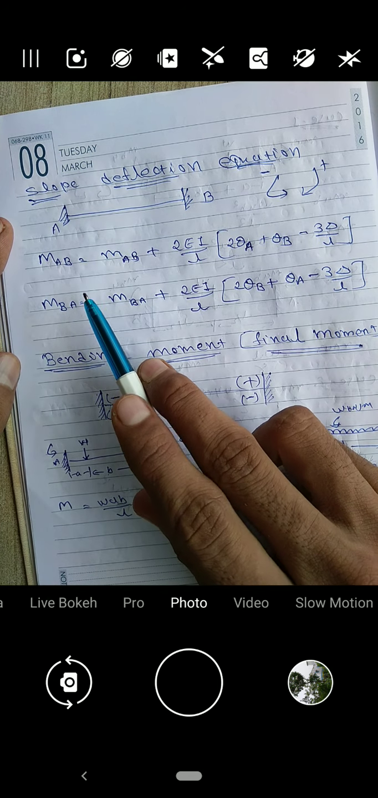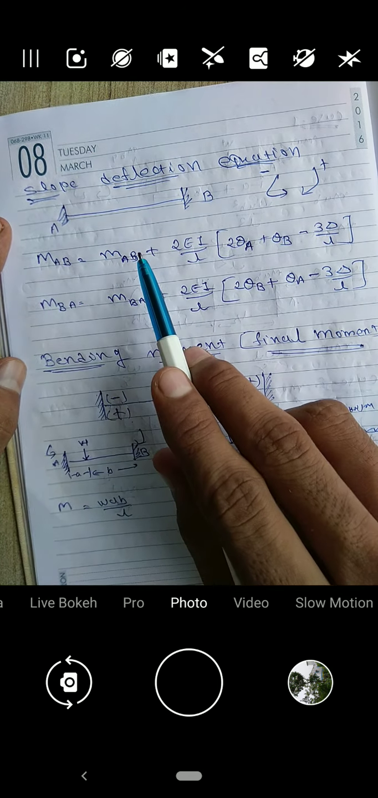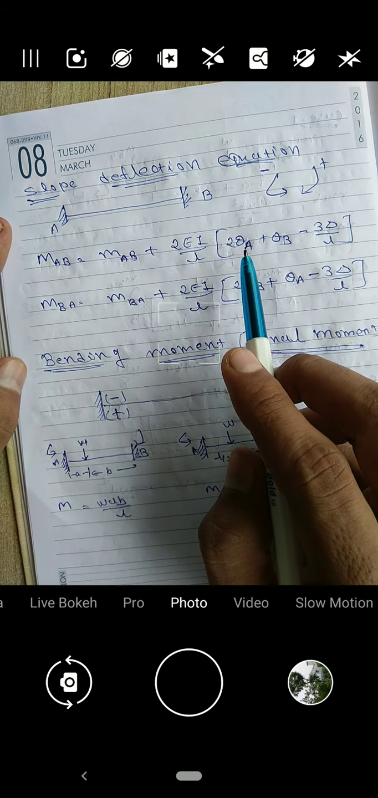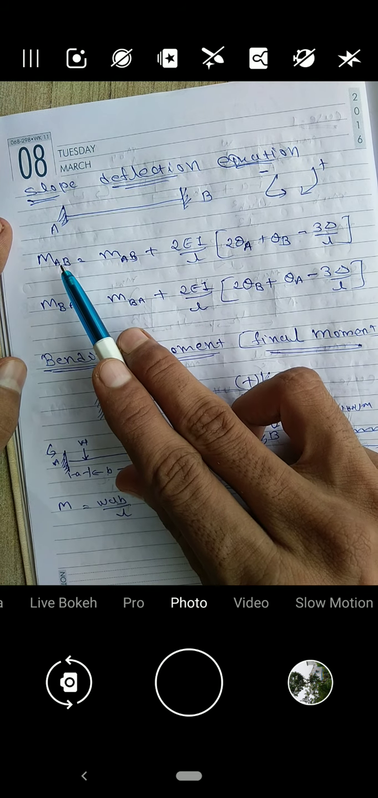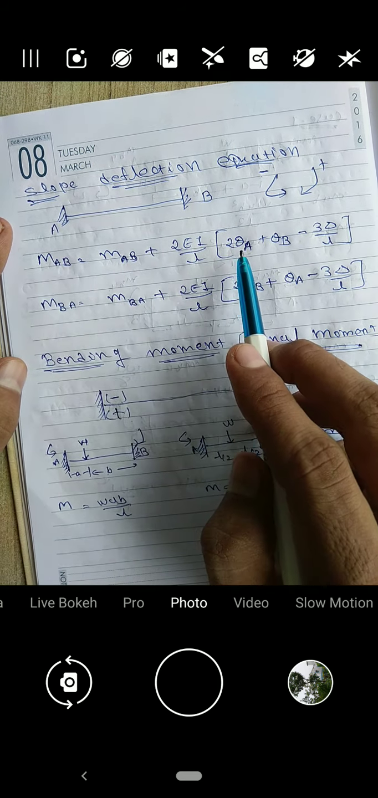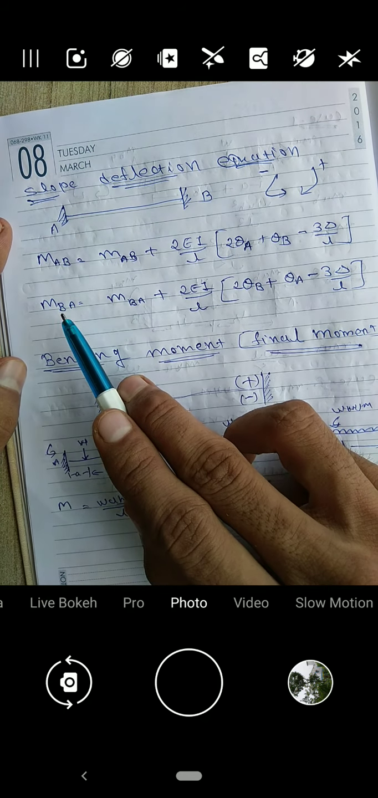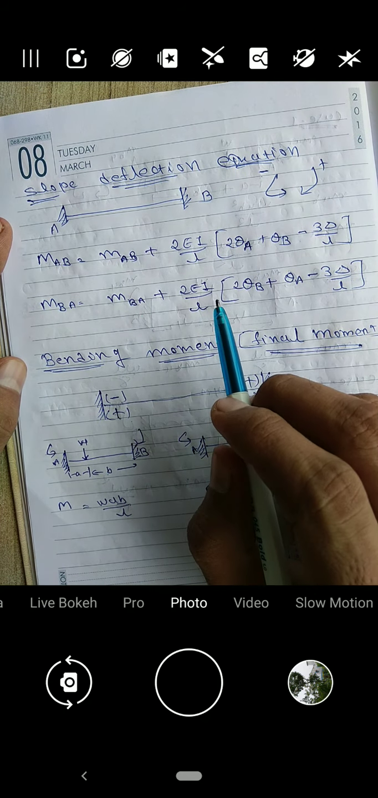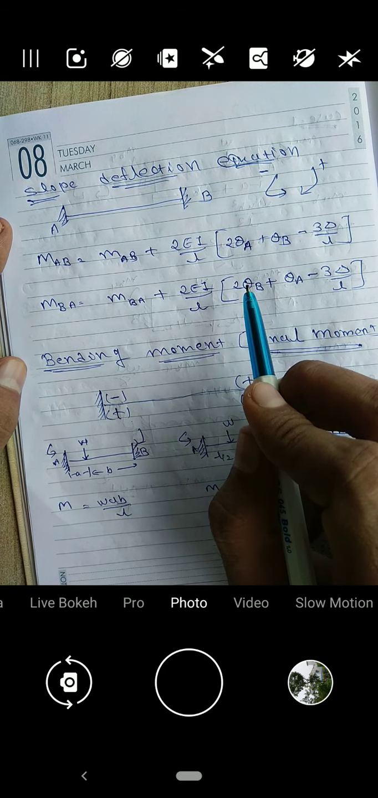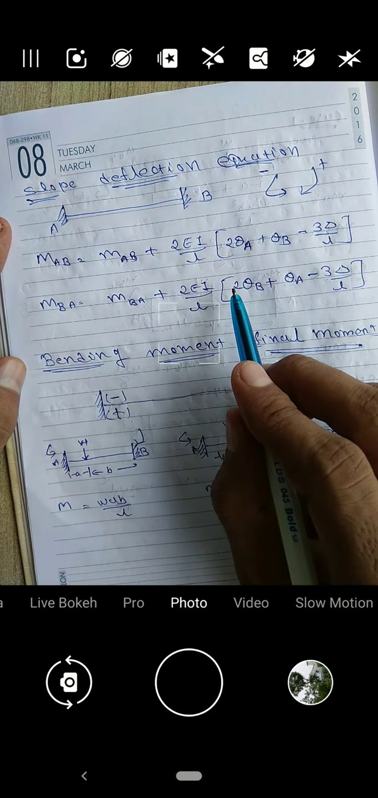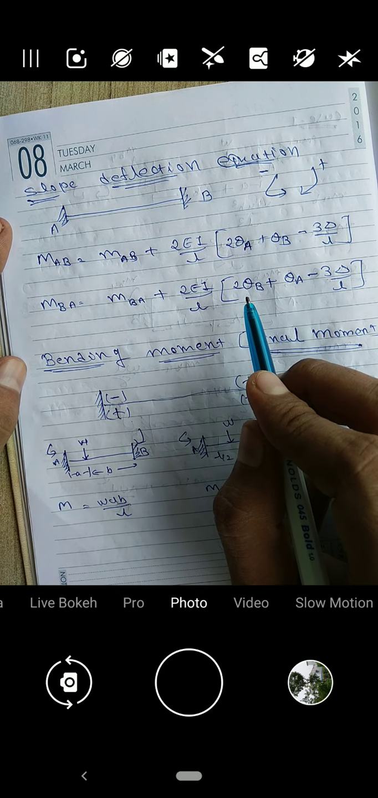Now you can see the marking here: MAB is equal to the first moment AB, then 2 theta A. You can see there, this is a trick. MBA is equal to the fixed end moment BA plus 2 theta B. You can see that when the first subscript is B, then 2 theta B is coming.